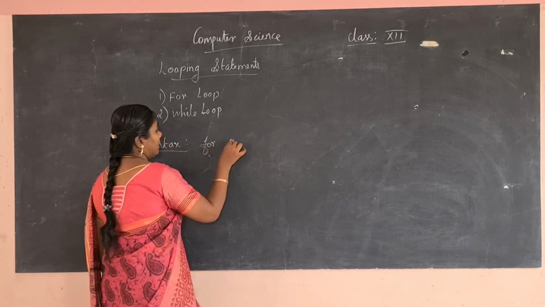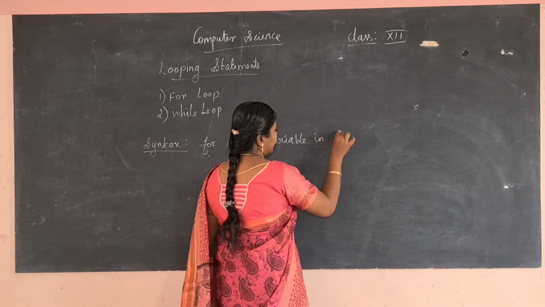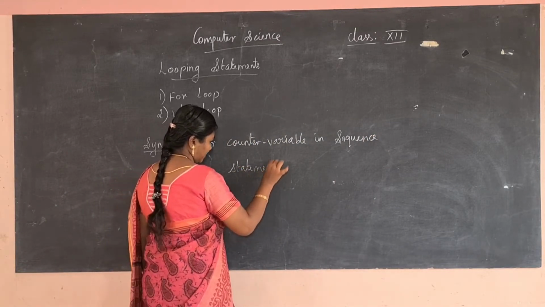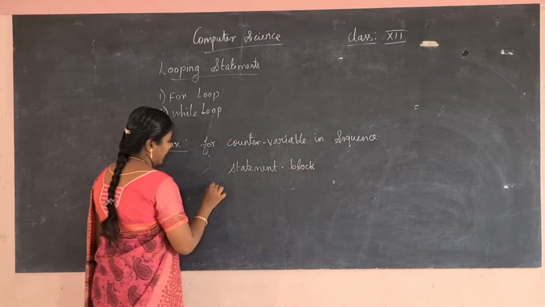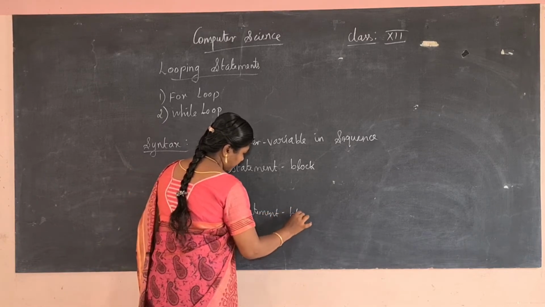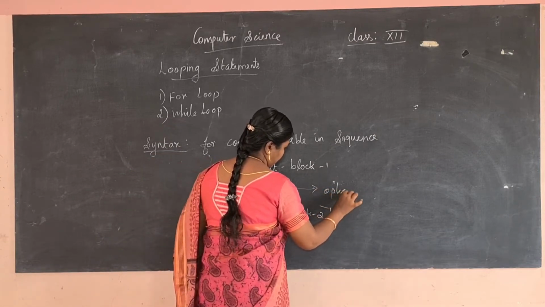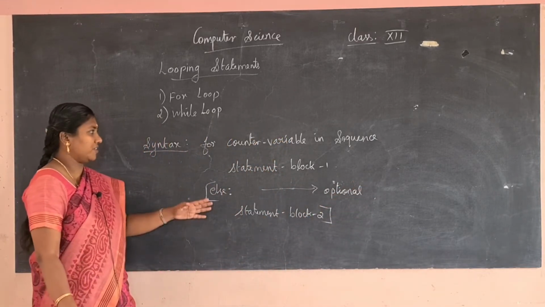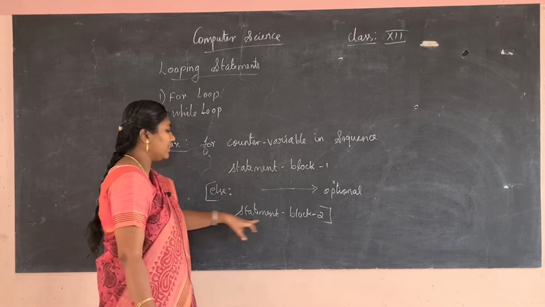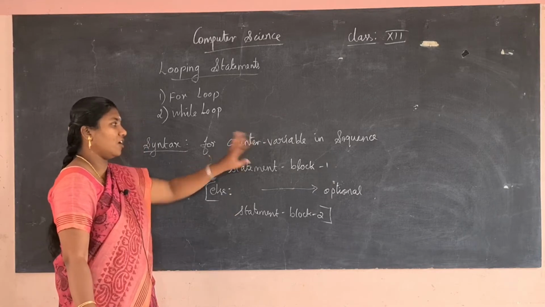The syntax: for is a keyword, then the counter variable, that is the variable we are using in the loop, then in is a keyword, then the sequence, and then your statement block, and then the else part. The else part, as usual, is optional, with its corresponding else block. So: for counter variable in sequence, colon, its corresponding for block statements, and then else, colon, then statement block 2. The else part is an optional block. If you want, you can give the else part, otherwise you need not give. For and in are keywords.